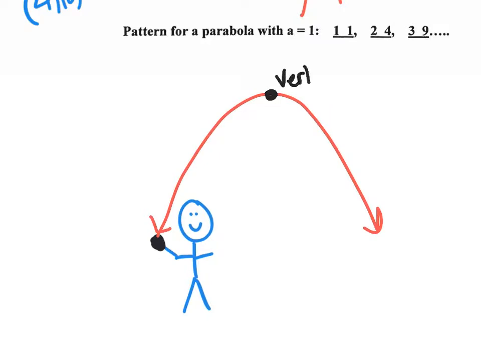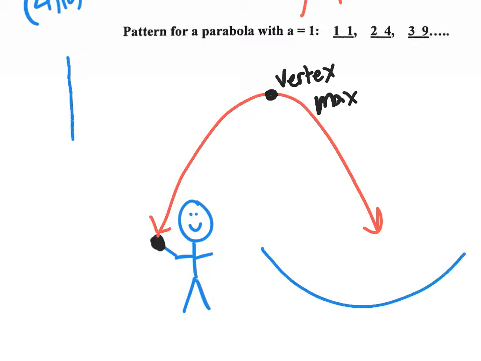So your vertex here would be a maximum value. Okay, so that's the highest it could ever go. Now, if you were on a swing or something like that, or maybe you're bungee jumping, right? Bungee jumping, you come down, you bounce back up, then that would be a minimum value because the parabola opens up. Okay, so the A value tells you indirectly if you have a maximum vertex or a minimum vertex.